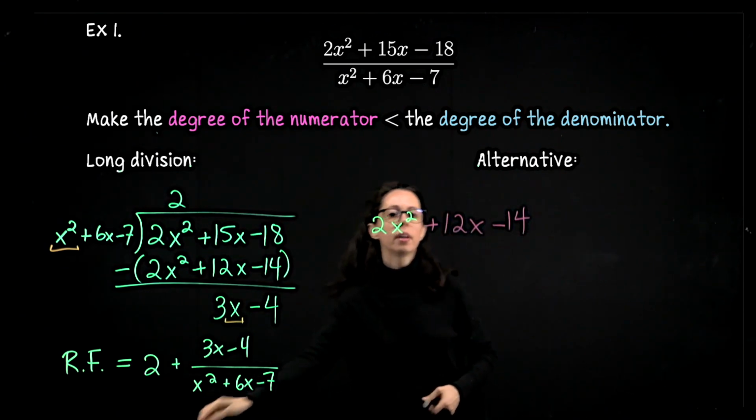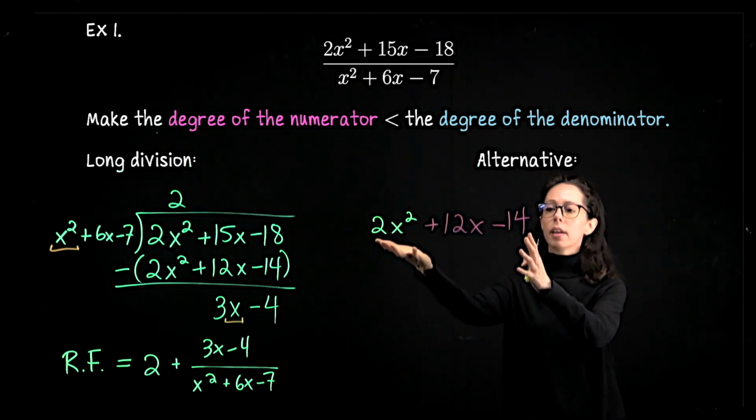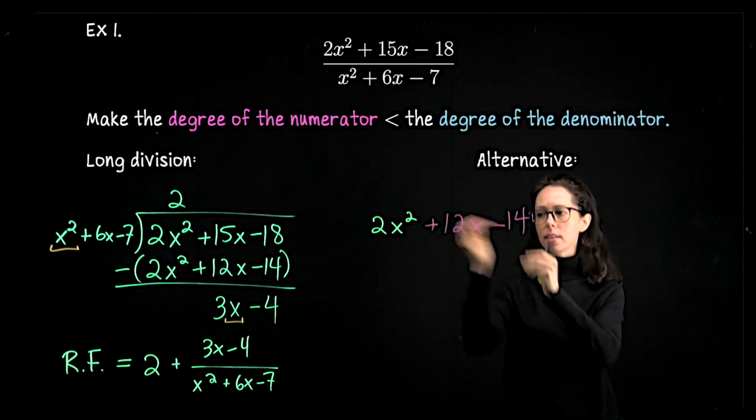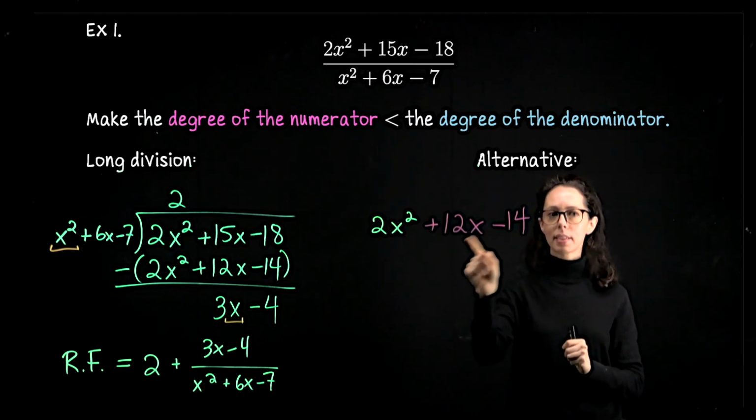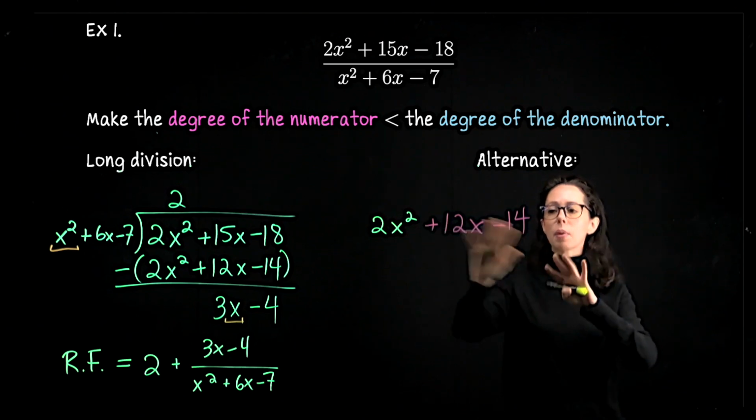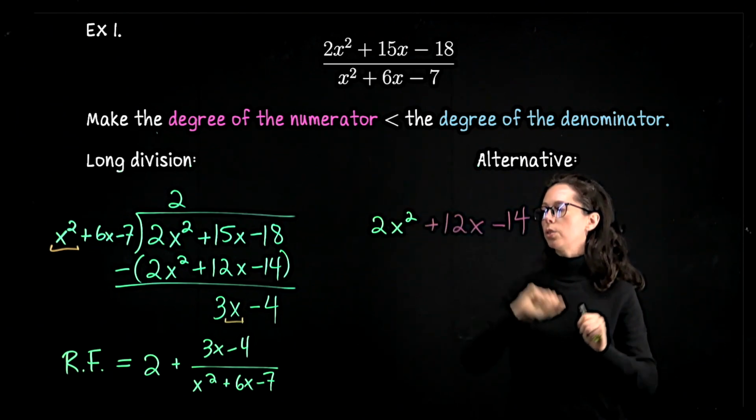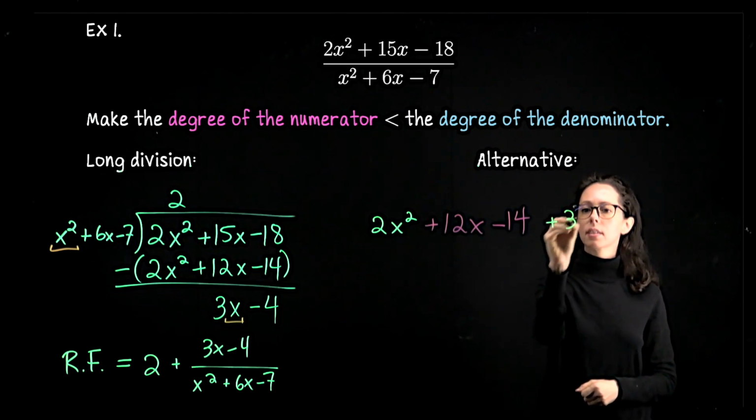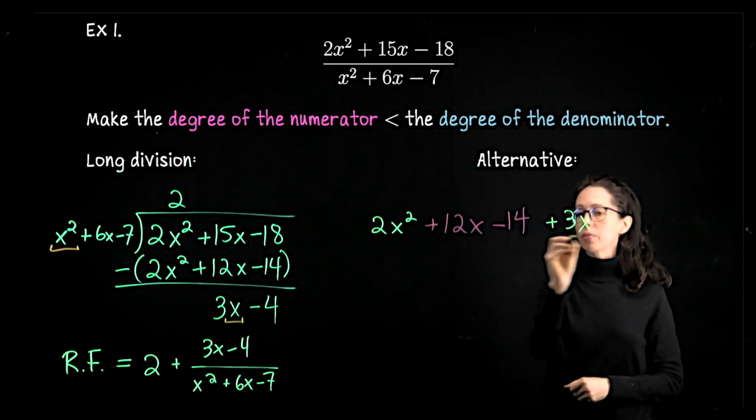Okay, so everything I've got so far is part of the numerator I'm in the process of writing down, but it looks like twice the denominator. So 2 times x squared plus 6x minus 7. Now I just need to make sure I'm not actually changing my numerator. So let me balance this so that it works out back to 2x squared plus 15x minus 18. So I need to add to this 3x and subtract from it rather 4.